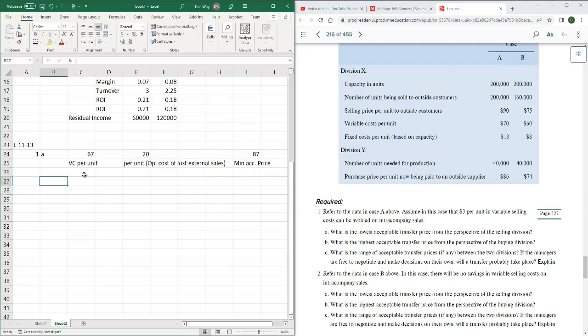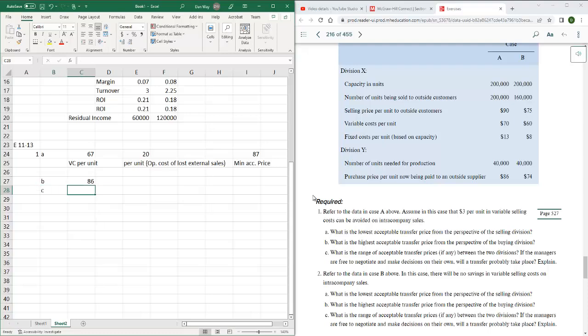Now B said what's the highest acceptable transfer price from the perspective of the buying division. For the buying division, it really hinges on what else they can buy that product for in the external market. Here it said purchase price per unit now being paid to the outside supplier, $86. So we're not going to pay any more than that just to get it internally. It wouldn't make any sense. So that highest acceptable transfer price is $86.